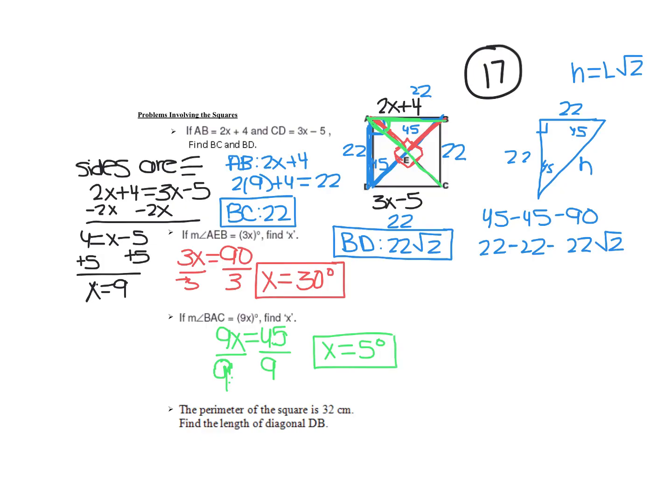Lastly, the perimeter of the square is 32 centimeters. Find the length of diagonal DB. So they're giving you something else here. So if we have the perimeter is 32, and we know all the sides are the same, that means each side is going to be 8. And it says find the diagonal.